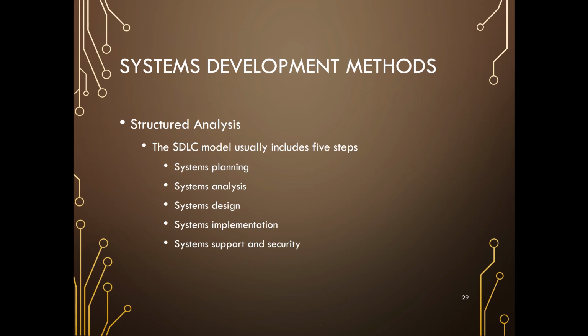The next one: SDLC, System Development Life Cycle, usually consists of 5 steps, starting with planning, analysis, design, implementation, and system support and security. These are the 5 steps or phases you have to do in the waterfall model. That means you always start with planning first, then go to analysis, then design. You cannot jump or skip. For example, if you just finish planning, you cannot start design straight away. You have to analyze first.